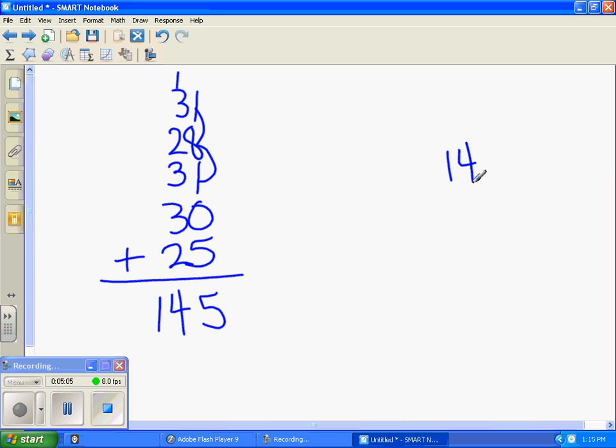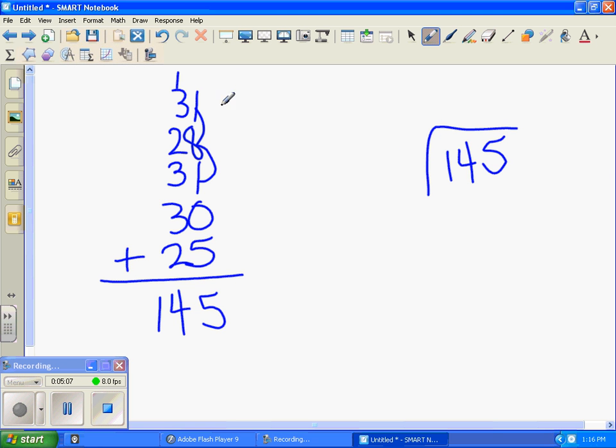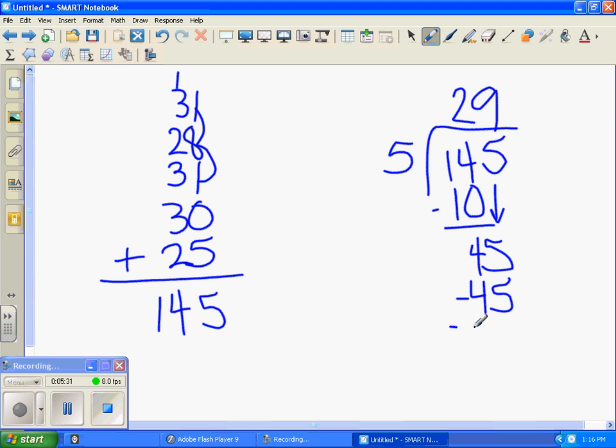So I'm going to take that 145 and divide it by the amount of scores we had. We had 1, 2, 3, 4, 5 different scores. How many groups of 5 can we get out of 1? 0. What about 14? 2, because 2 times 5 is 10. Subtract, bring down. How many groups of 5 can I get out of 45? 9, because 9 times 5 is 45. So our average, or our mean, is 29.